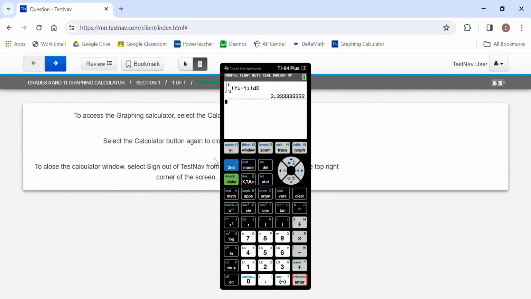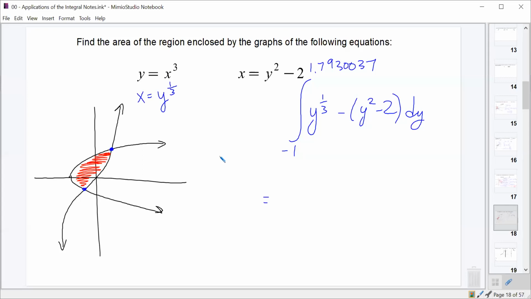And I put -1 to 1 for some reason instead of -1 to 1 point, that long decimal, which is why we've got the wrong value there. So 1 point, I believe it was 7930037. And now we should get the right value, 4.214939673. That is our answer.